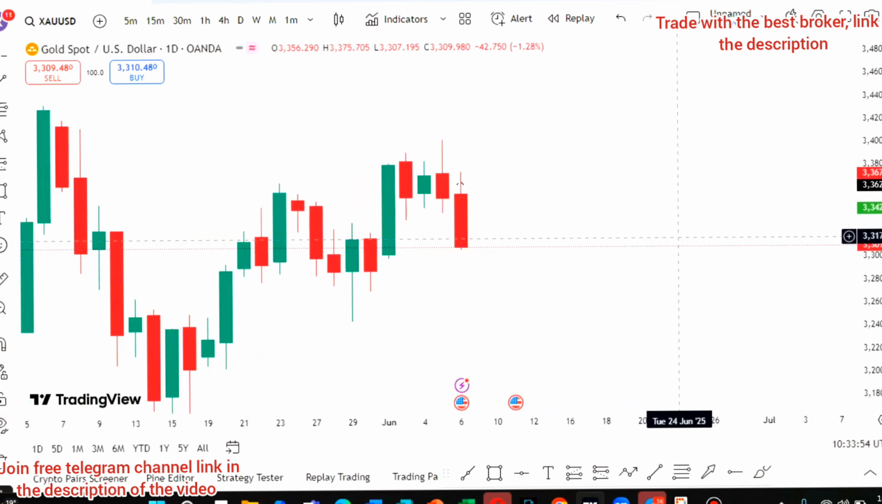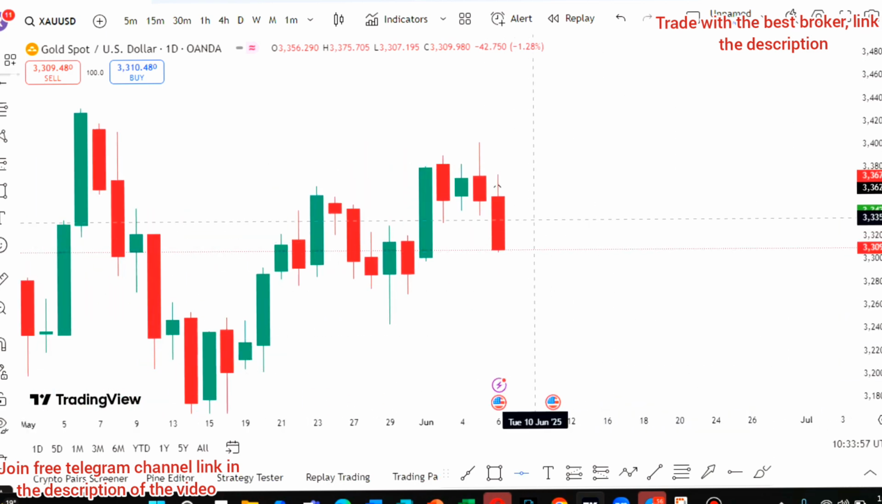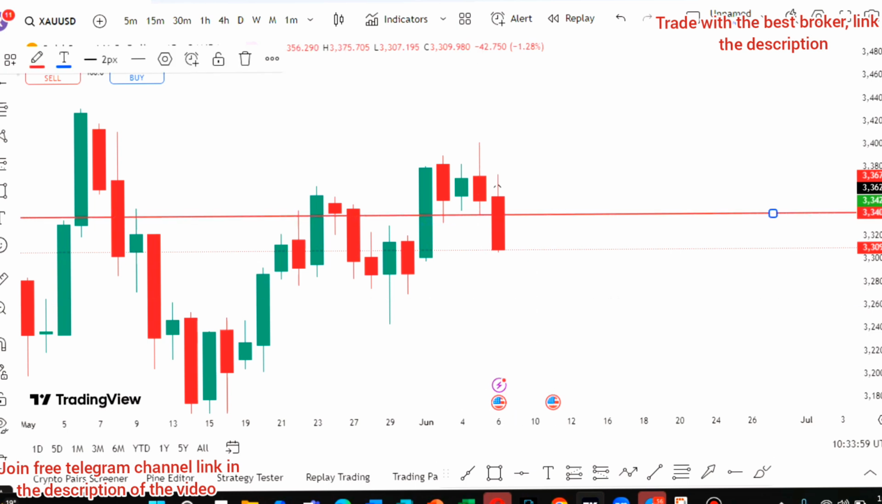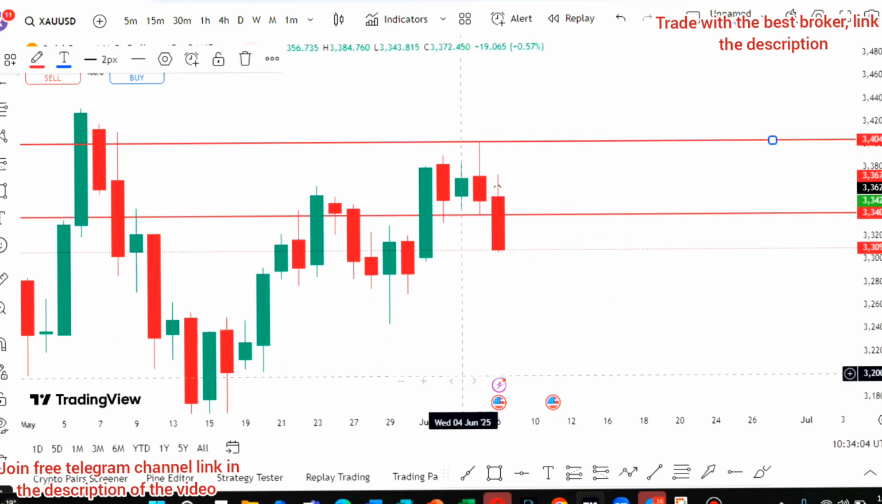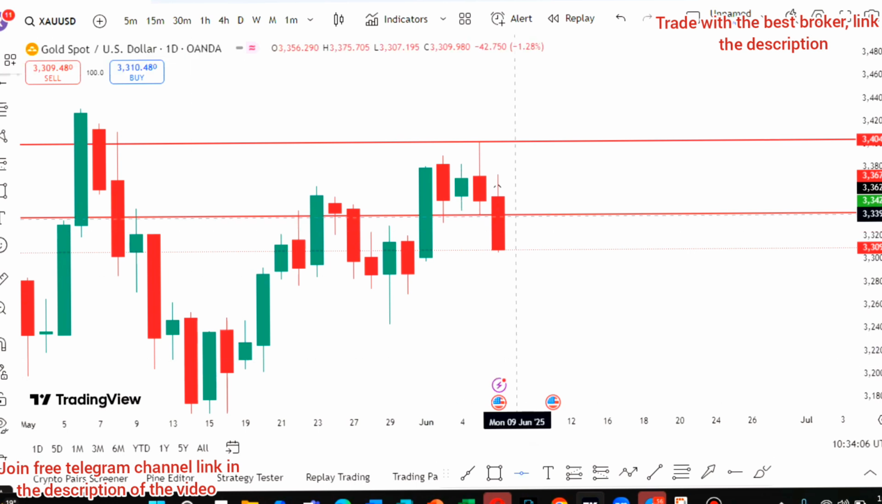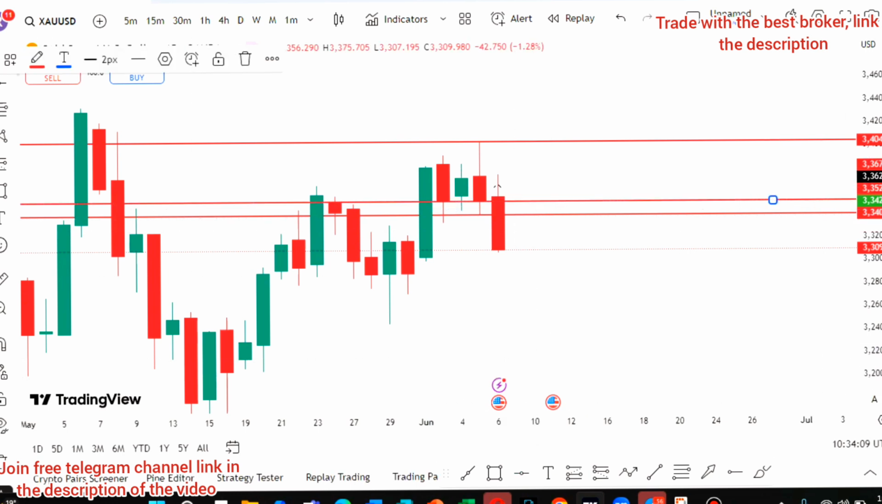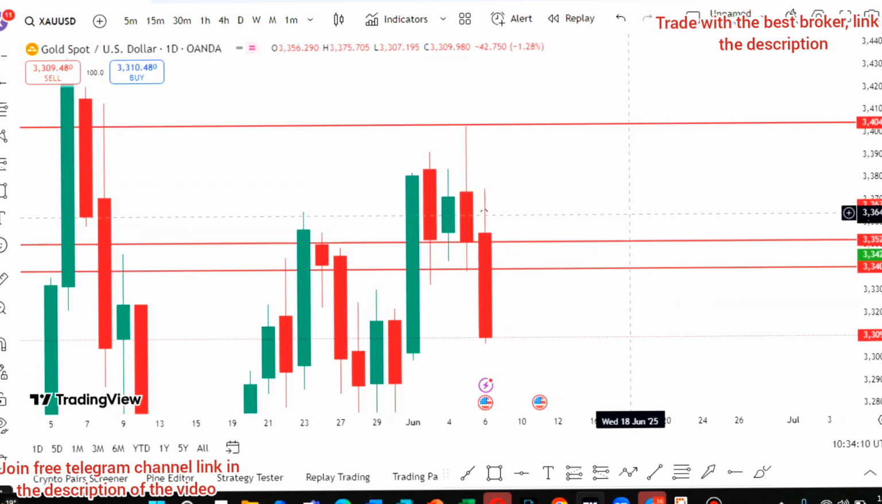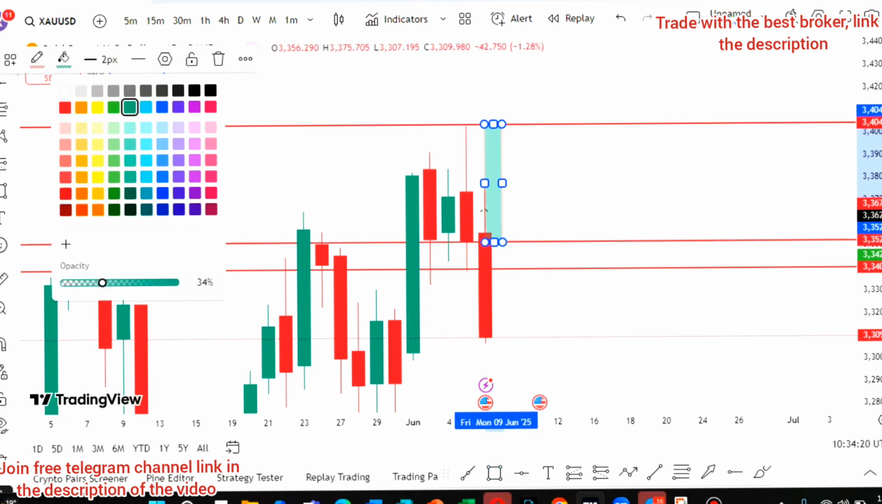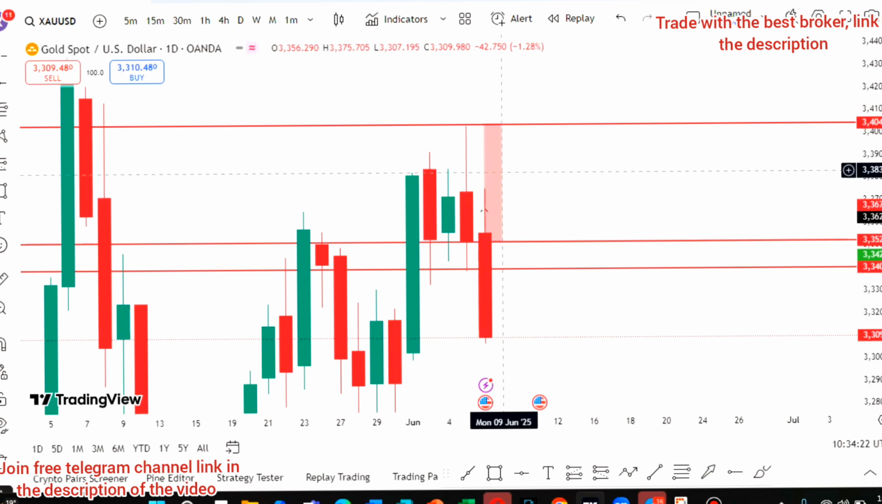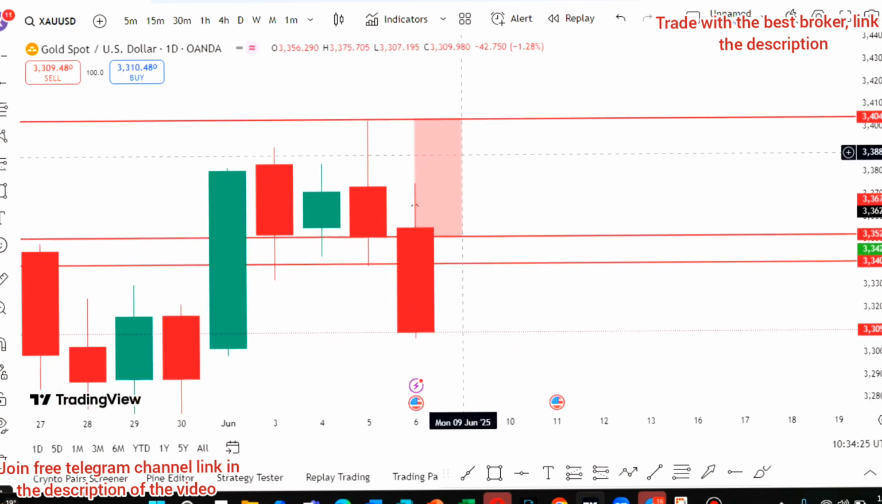So we mark the previous day's high, low, and close. Previous day's high, previous day's low, and the close of this candle. It's a bearish candle, so it closed at the downside. So we were expecting to sell this market on the next day, because the previous day's candle was a bearish candle, so we were expecting to sell around this red zone that you are seeing.